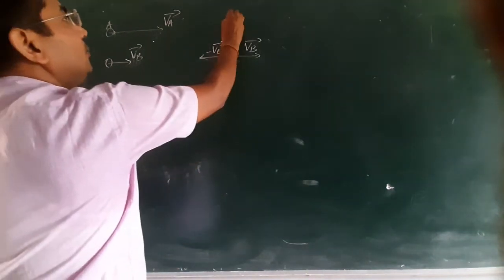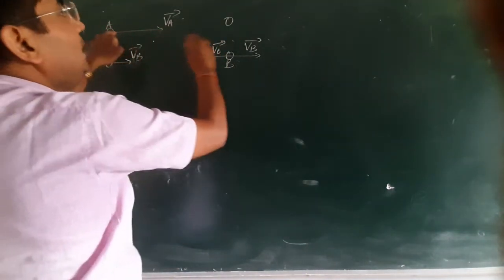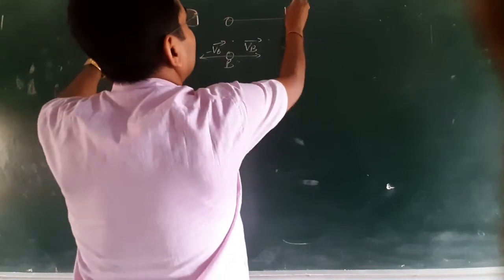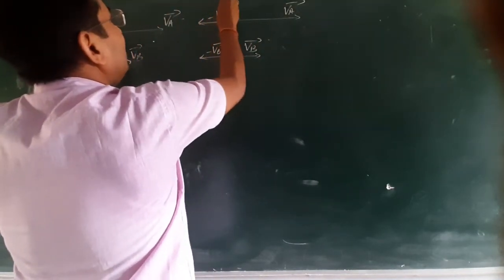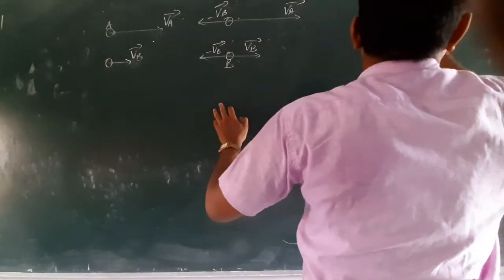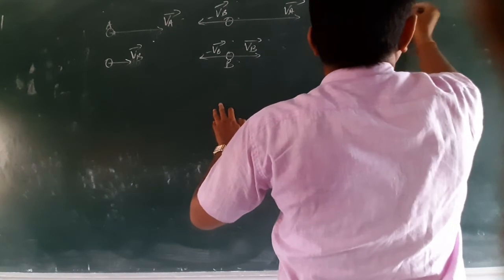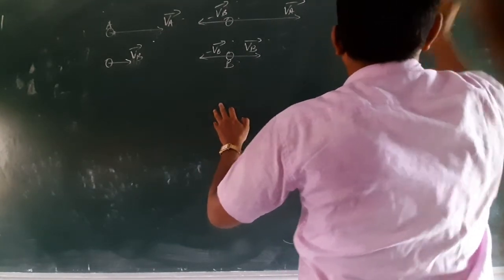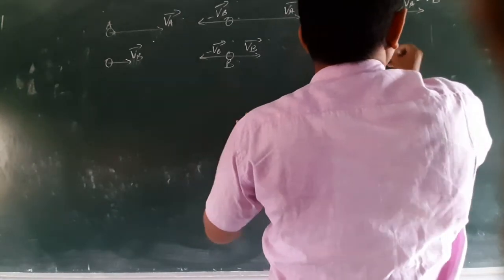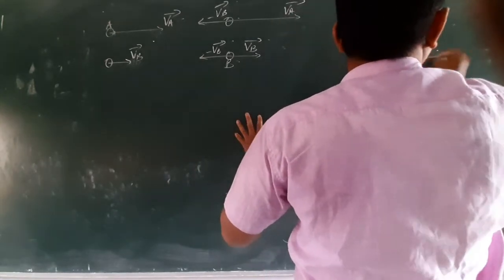The same will be done in the case of A. This is VA and this one is minus VB. So the object A has velocity VA minus VB and object B comes to rest. This is the relative velocity of object A with respect to B.